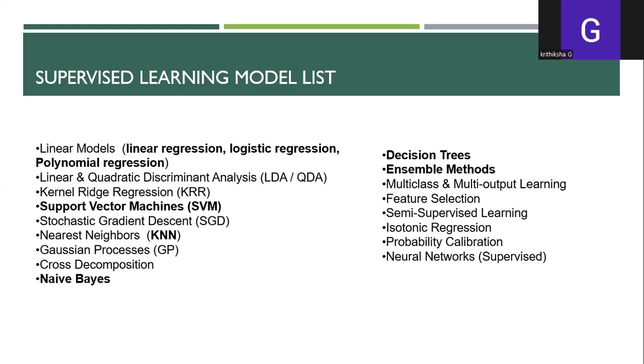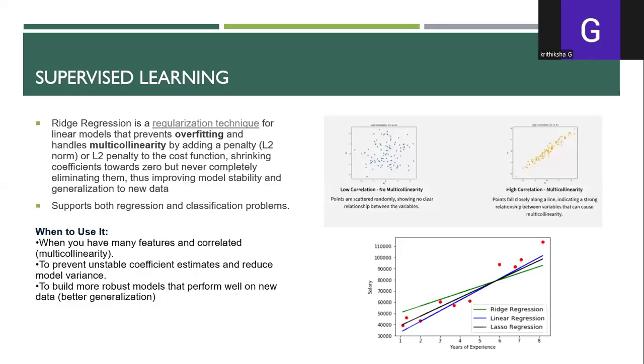Apart from that, we have other algorithms we can try out. But here I just explain four algorithms which are important apart from the core fundamental algorithms. So let me begin. First, we are going to see the ridge regression algorithm.